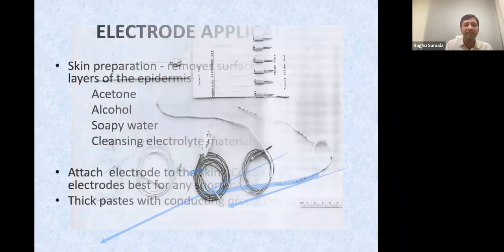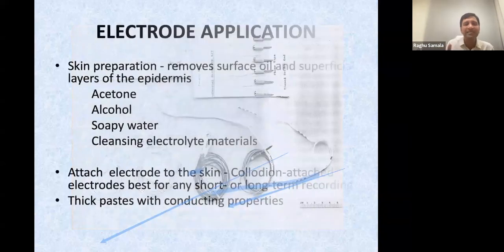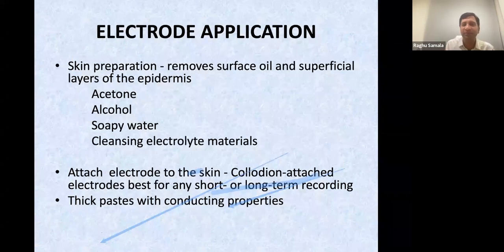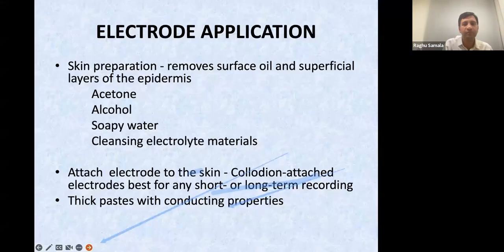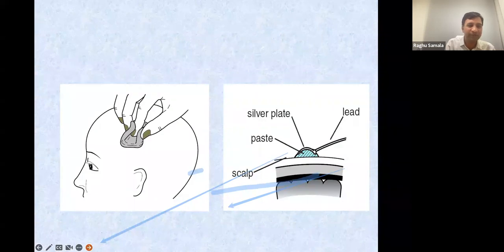To minimize the skin resistance, skin preparation is important. Remove the surface oil and the surface layers of the epidermis, either with acetone, alcohol, or soapy water, and attach the electrodes to the skin with colloid. Thick paste we normally avoid. This is a similar one showing the preparation and the electrode placement.